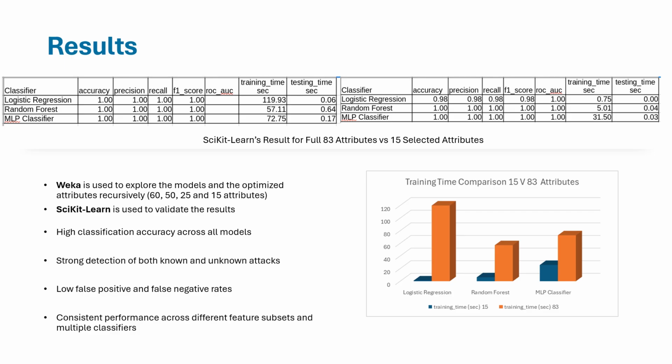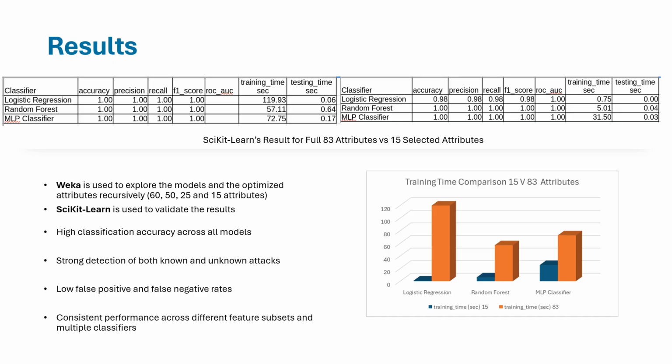At each stage, we analyze feature importance and remove redundant or less informative attributes, enabling us to understand how dimensionality impacts model performance. Once the optimized feature sets are obtained, we use scikit-learn to validate the results across multiple machine learning models. The results show high classification accuracy across all models, with strong detection of both known and previously unseen attacks, and low false positive and false negative rates.